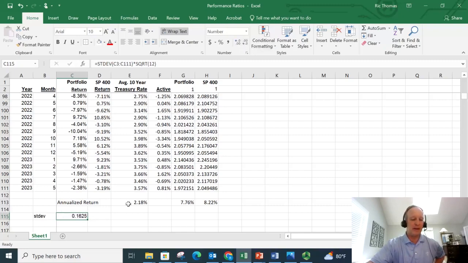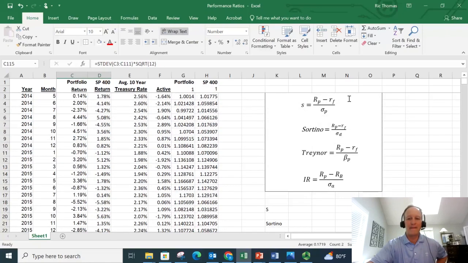Okay? So I've got probably too many decimal points here. I don't need all these, but 16.2% annual volatility. The market has a little higher. So that's one thing the students can point to. They say, well, we have less return, but we're also taking a little bit less risk as defined by standard deviation. Okay, so now I've got the RP, I've got the RF, I've got the standard deviation number.